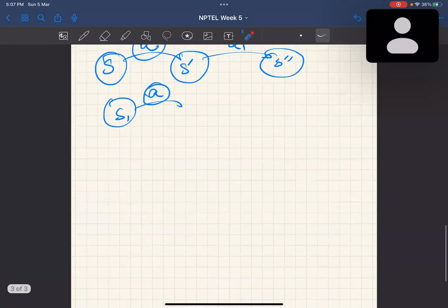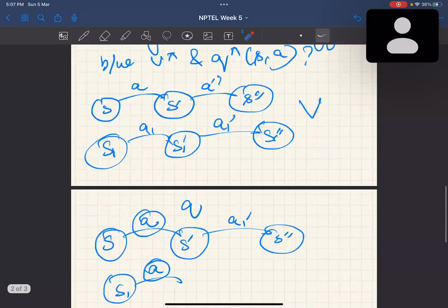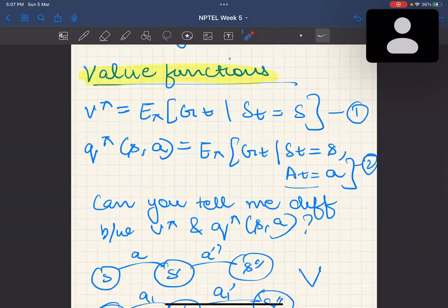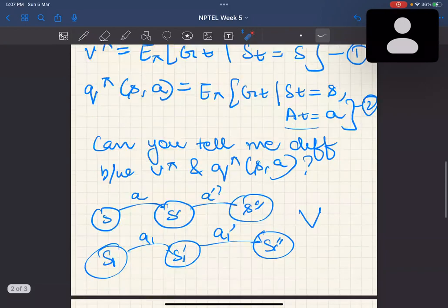Talking about today's plan, I'll explain these value functions, value iteration, and then I'll also give you some numerical examples so that we can get more intuition about this MDP.